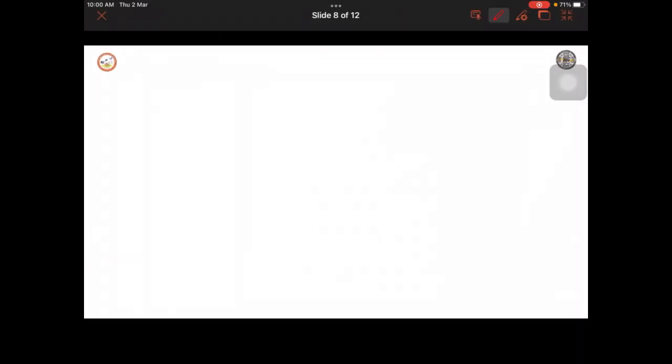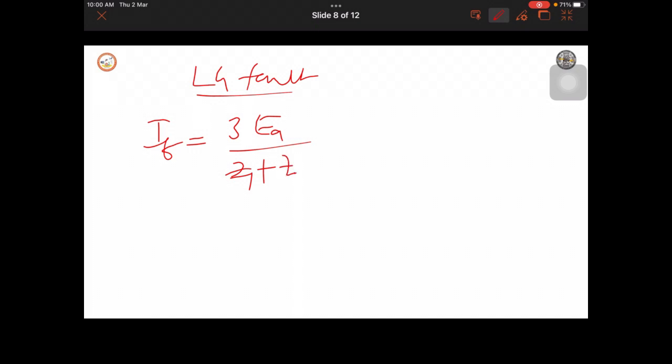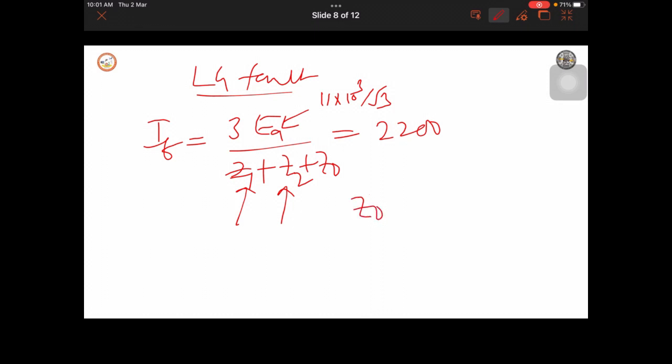If you consider the line to ground fault, the fault current is 3 times EA divided by Z1 plus Z2 plus Z0, is the formula. Here Z1 is known, Z2 is known, Z0 is not known. The fault current here is given as 2200. This is the phase voltage, we know that is 11 kV line to line value divided by root 3. So if you simplify this, you will get Z0. If you neglect the resistance, it will be X0, and you will get 1.06 per unit.